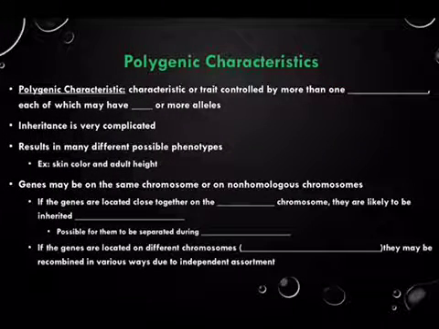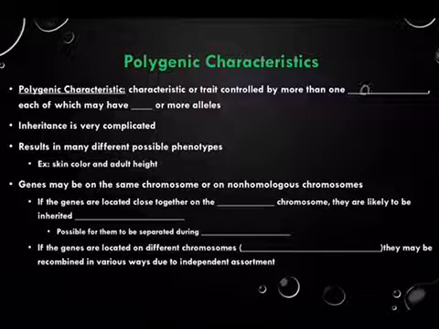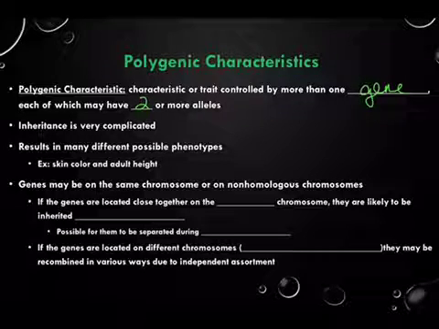So polygenic characteristics are characteristics or traits controlled by more than 1 gene, each of which may have 2 or more alleles. With polygenic characteristics, the inheritance is very complicated. You cannot do a Punnett square for them because they're so complicated, and the results have a lot of different possible phenotypes. Like your skin color and adult height are both polygenic characteristics.